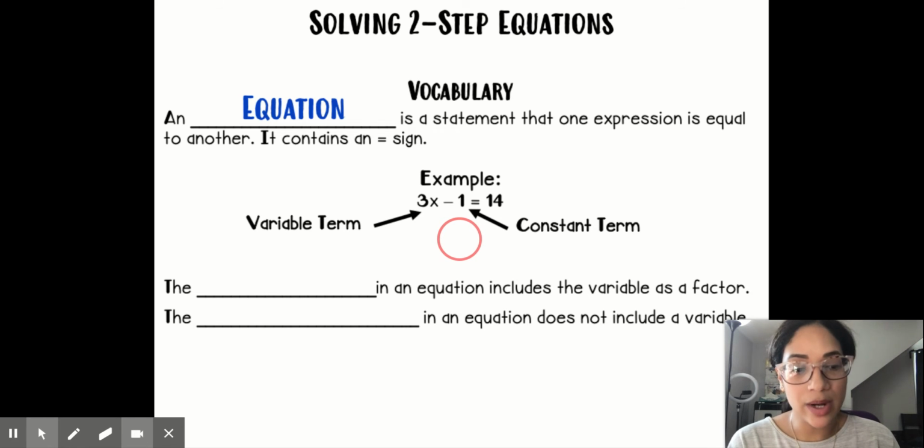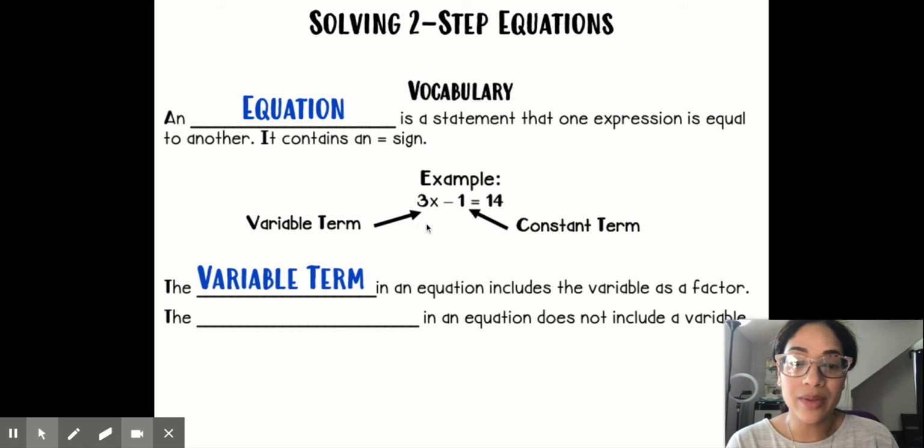And these types of equations have two parts to it. There's a variable term that includes a variable as a factor. And what that essentially means is you're going to have a number right next to a variable. That number represents your coefficient. So here, the number 3 is my coefficient, and it's right next to the variable x. When you have a number right next to a variable, it represents multiplication, okay? So that's why we're saying that it includes a variable as a factor.